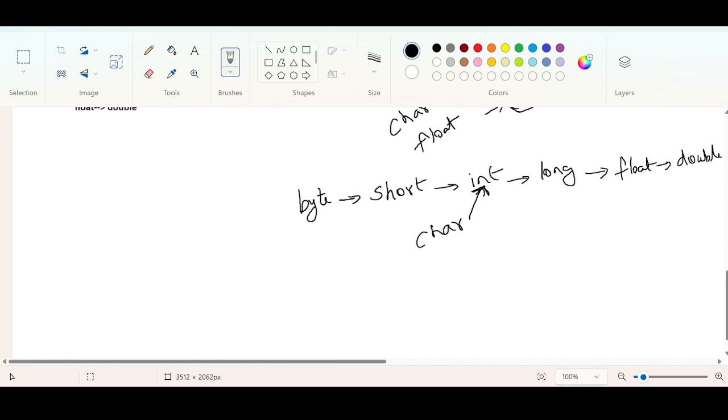So you can assume it. Boolean will not be part of this promotion, because Boolean will always stand separately. It is not going to be part of this promotion. Boolean is always separate. It is always unique, right?